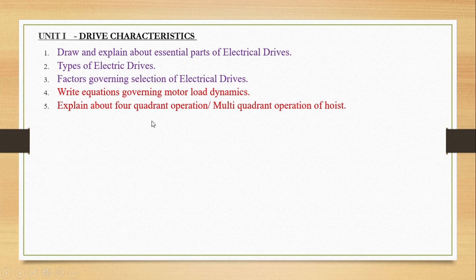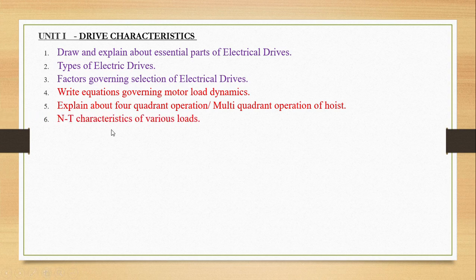Then explain about 4-quadrant operation or multi-quadrant operation of hoist. Yes, speed torque characteristics for 4-quadrant operation. The hoist should be drawn there, and the direction of speed, motoring torque, and braking torque should be indicated in every quadrant.